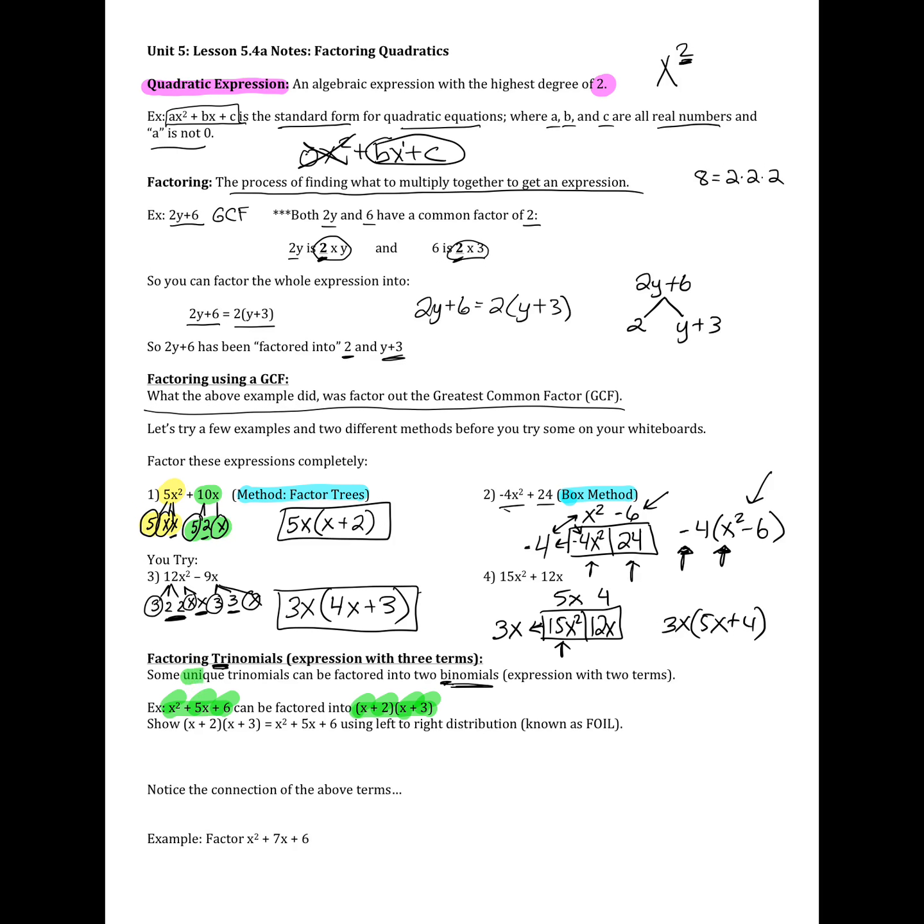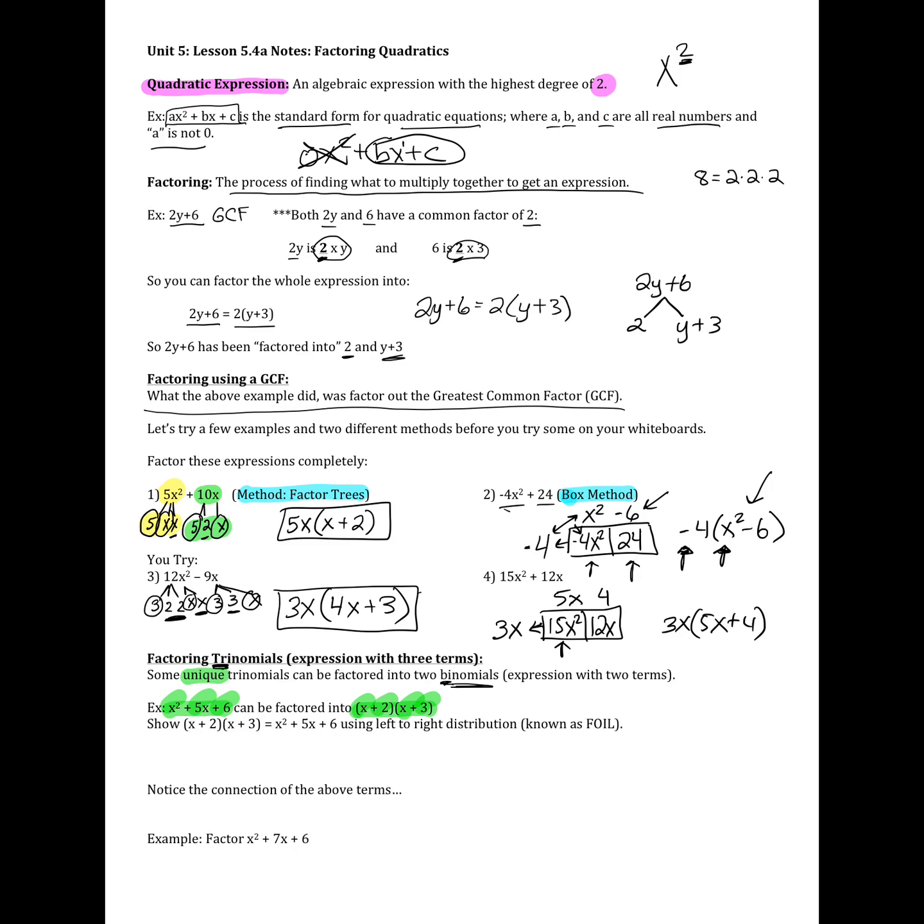And it did say the word unique up here because this can't be done with every trinomial. So often you might say cannot be factored. Now don't get into the habit, if you simply can't figure out how to factor it, to write cannot be factored. Really only write that if it genuinely cannot be factored. Okay?